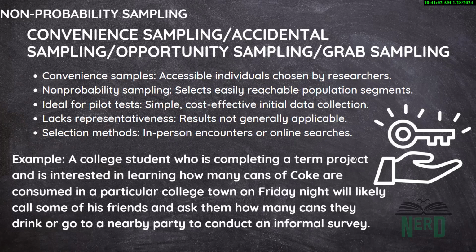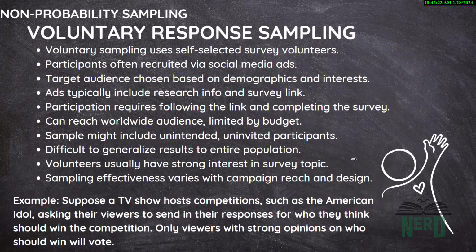In both methods, it's crucial to remember that while they are great for getting a quick idea or a specific association, they might not always give you the full picture of what everyone thinks or does. They have their pros and cons, just like choosing between a quick snack or a full meal, right? That is all about convenience sampling. Now we'll talk about voluntary response sampling.